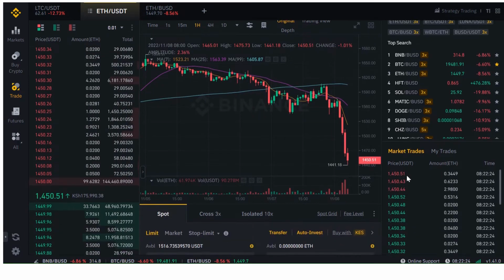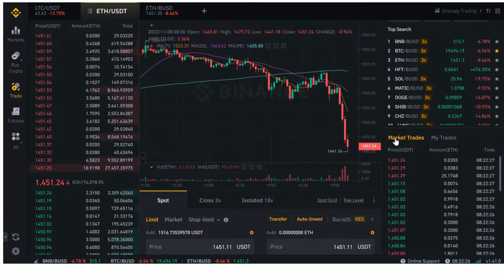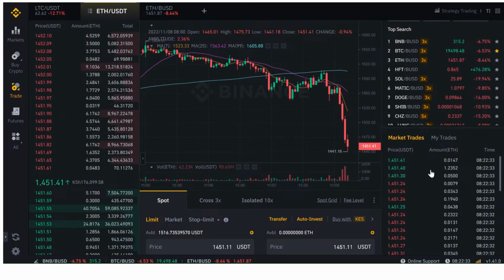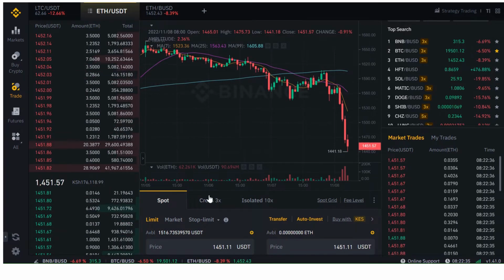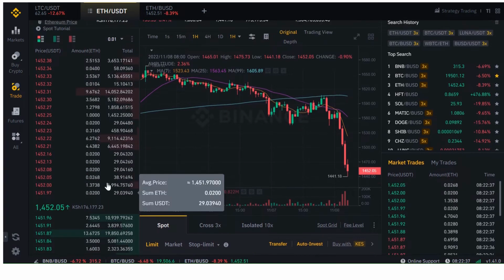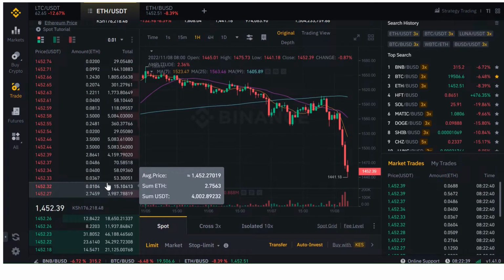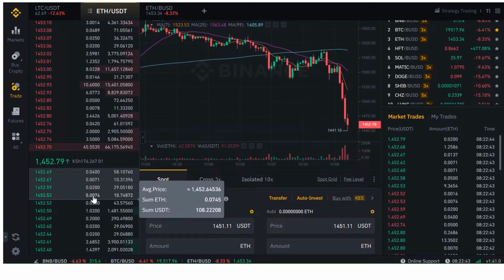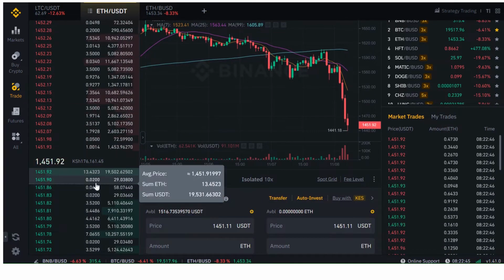When you come down here, you have the market trades. These are the completed executed orders. They arrange themselves here, and these are the pending orders. You can see all these are pending. All these are pending sale orders. Then all these are pending buy orders.